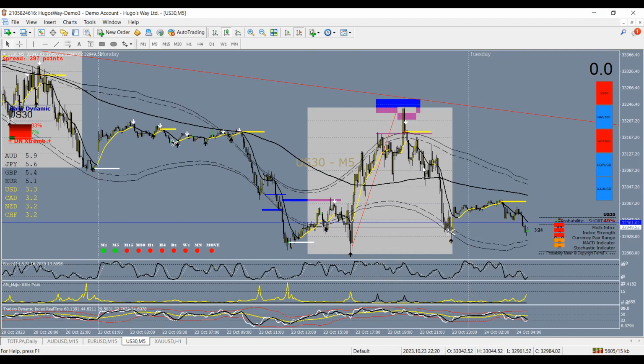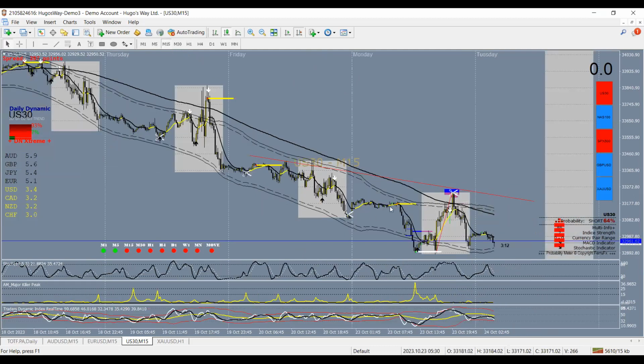I wanted to trade with the trend after a pullback, because I knew we weren't done yet. Because the daily candle was bearish and we did not break above the 200 moving average on the 15-minute time frame. We hadn't broken above this yet.